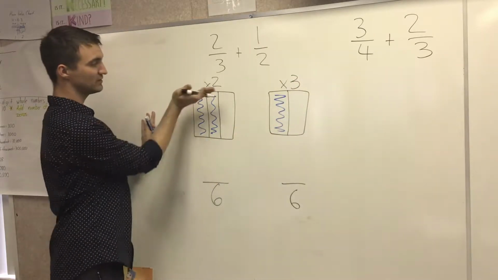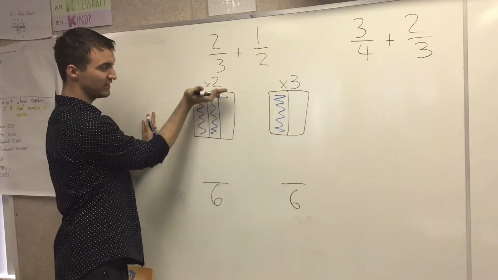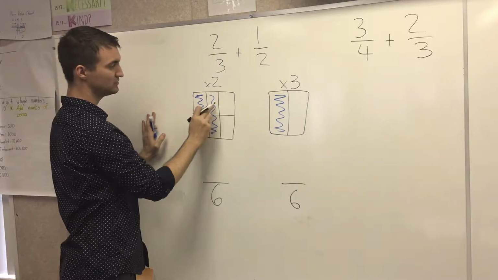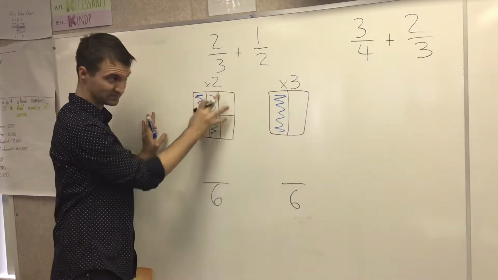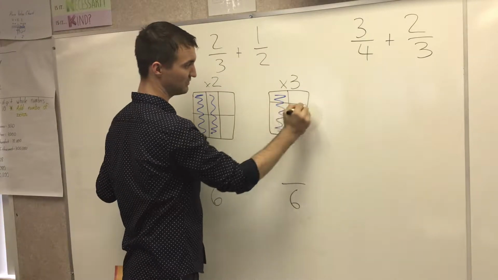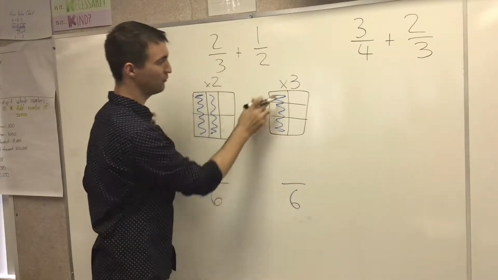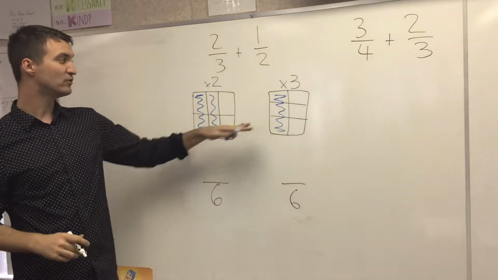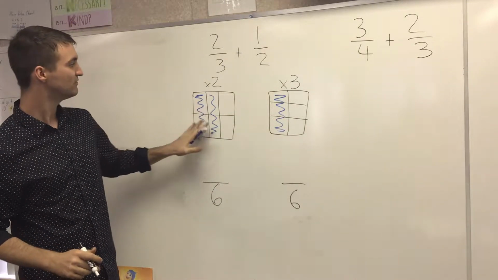Now what I'm going to do is I'm going to basically go down like this and create 2 rows for this one. So now I have 1, 2, 3, 4, 5, 6. Over here I'm going to create 3 rows so I can have it into 6 now. Okay, I have 1, 2, 3 rows going across. Now I have a total of 6. Now I have my new fractions here. I have 1, 2, 3, 4 shaded in.